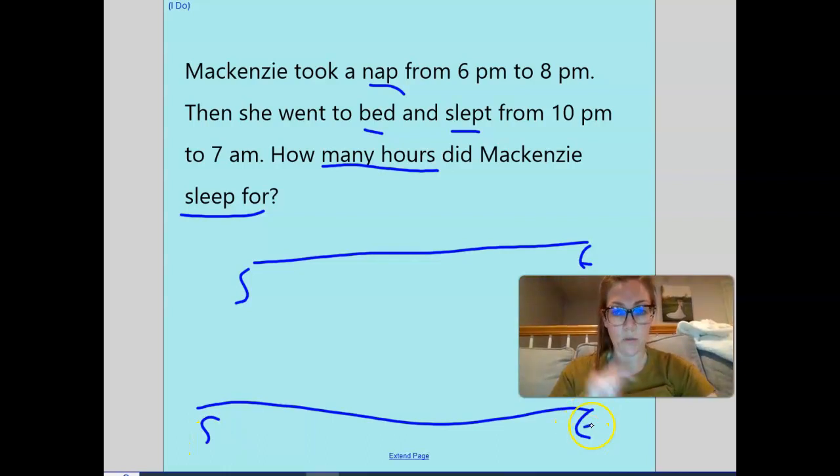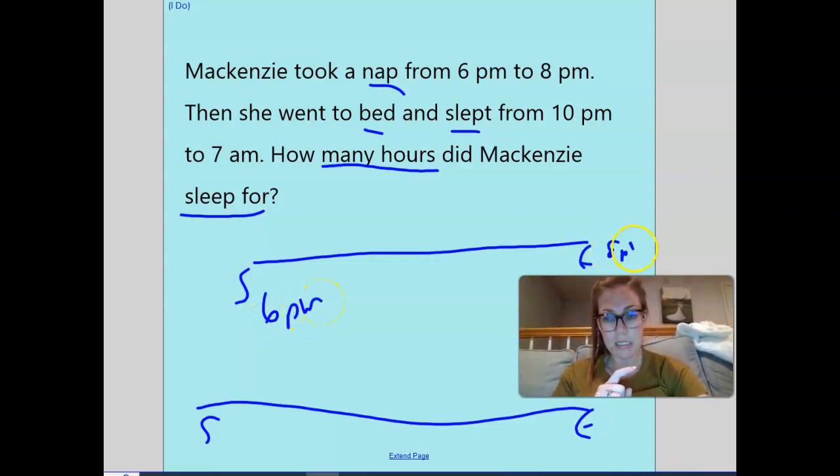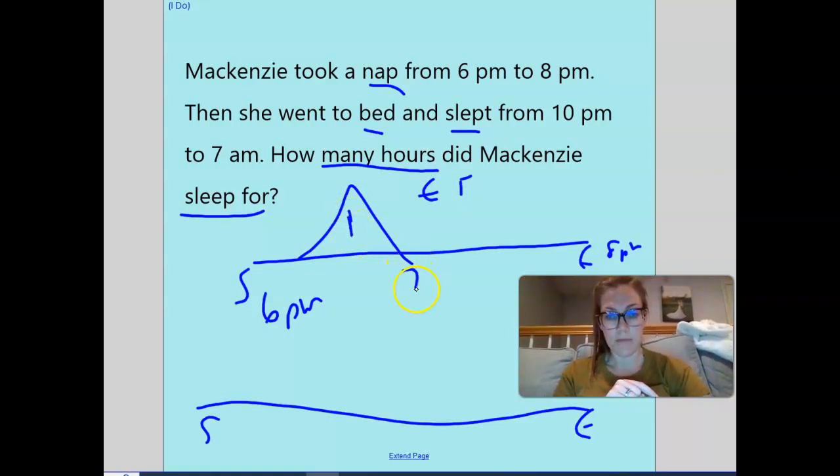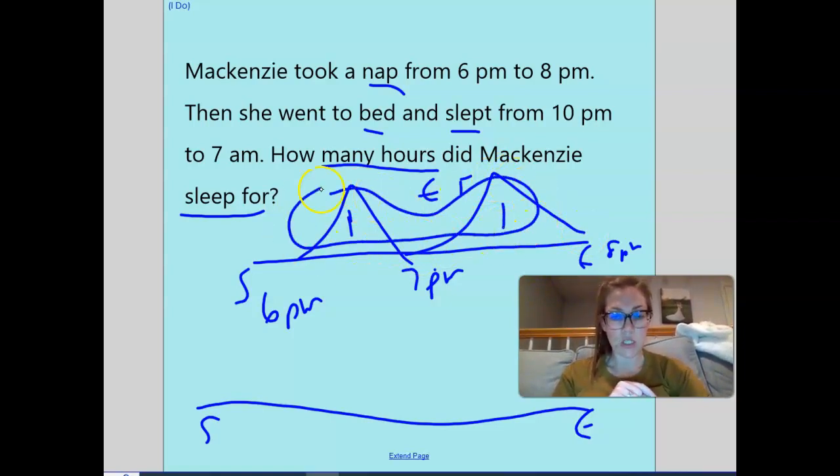All right, for the first one, during her nap, she started sleeping at 6 p.m. and she slept until 8 p.m. Well, that's a nice and easy one, thank goodness. So the elapsed time, how much time did she sleep for? 6 plus 1 hour would be 7 p.m. and then 7 plus 1 hour would be 8 p.m. So in her nap, she slept for a total of 2 hours.